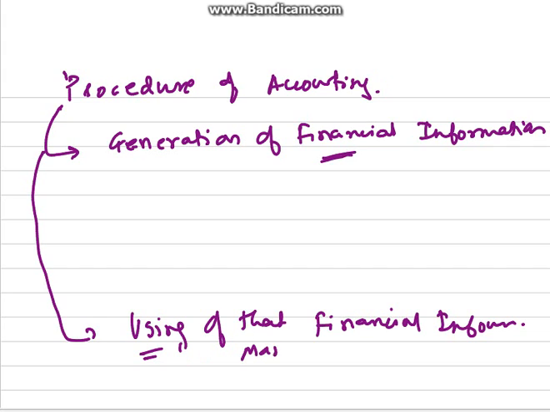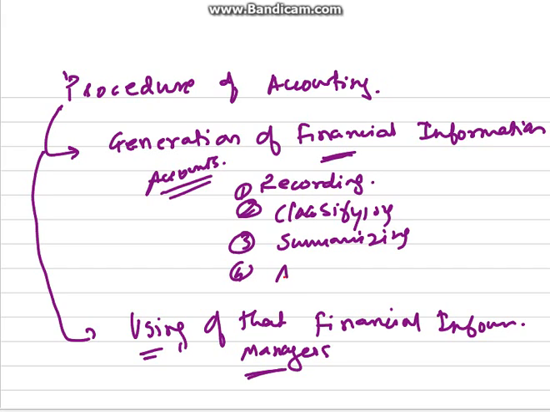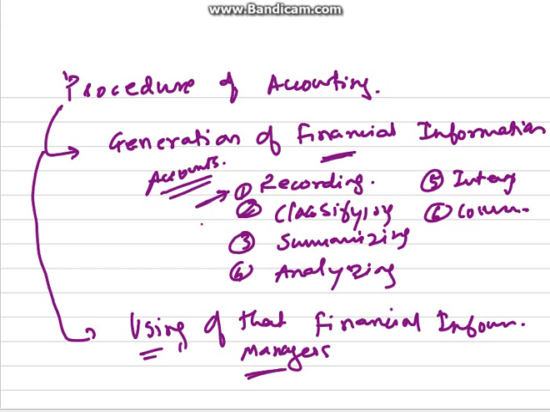Basically this part comes mostly for the managers. What the managers do is use the financial information which is generated by the accountants, right? So accounting is nothing but an art. Art of what? First, recording the transactions. Second, classifying the transactions. Third, summarizing the transactions. Fourth, analyzing the transactions. Fifth, interpreting, and sixth, communicating the same.